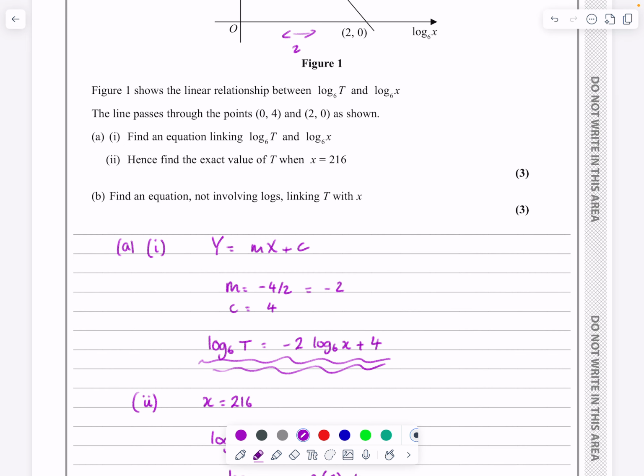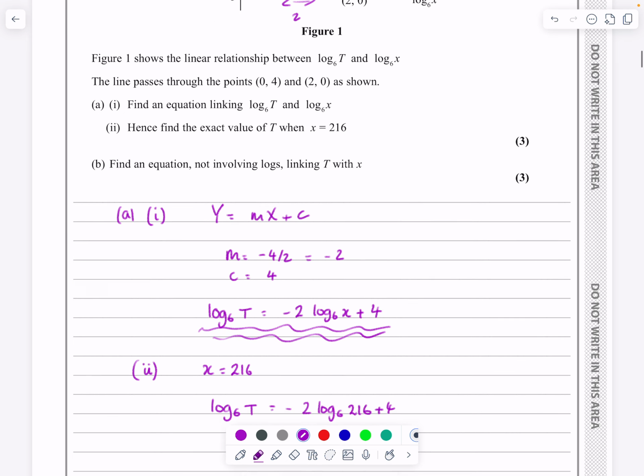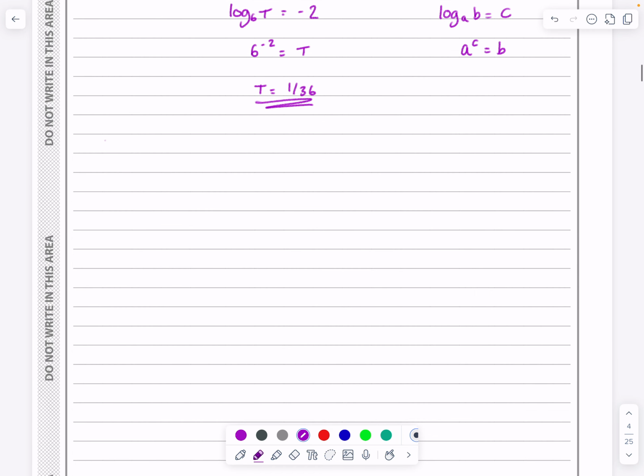And then the last part says find an equation not involving logs to link t with x. I'm going to take the unusual step of doing it 2 different ways just to show you there's lots of ways we can solve these log equations. So if I've got log to the base 6 of t equals minus 2 log 6 x plus 4 here, the first way I'm going to do it is basically changing 4 and making 4 a log to the base 6 of something.